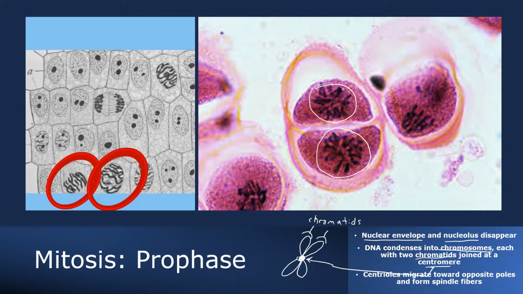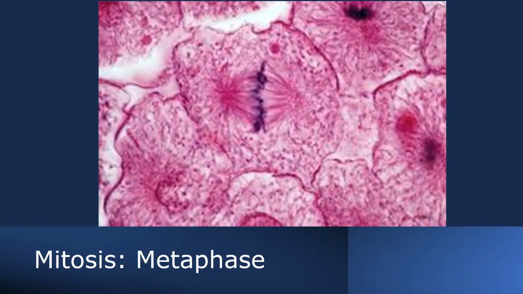Centrioles. Now we talked about a centrosome, and we talked about those two pasta-shaped guys called centrioles, and how they usually hung out together in the center of a cell at a 90-degree angle. Well, now what we're going to see is the centrioles will split apart. Fast forward a little bit, and you get something that looks like this classic metaphase.